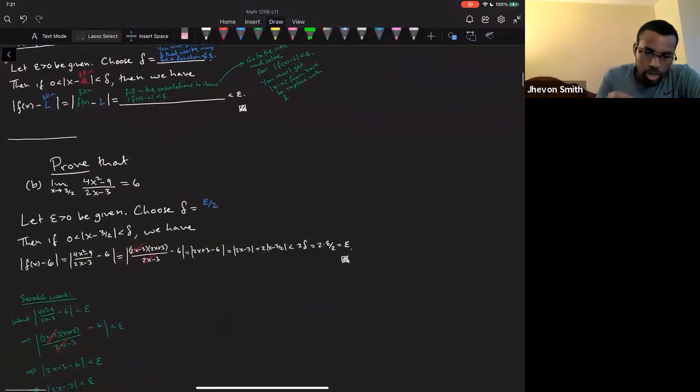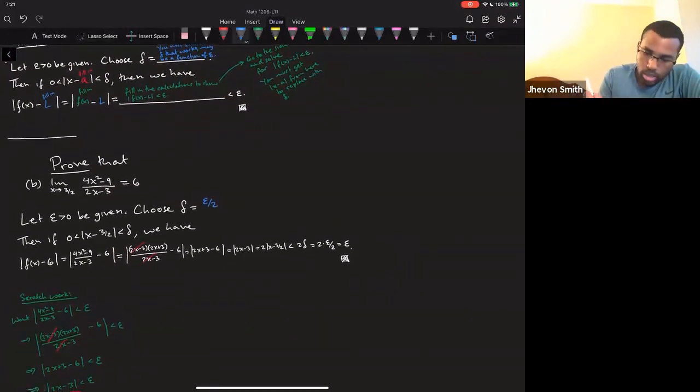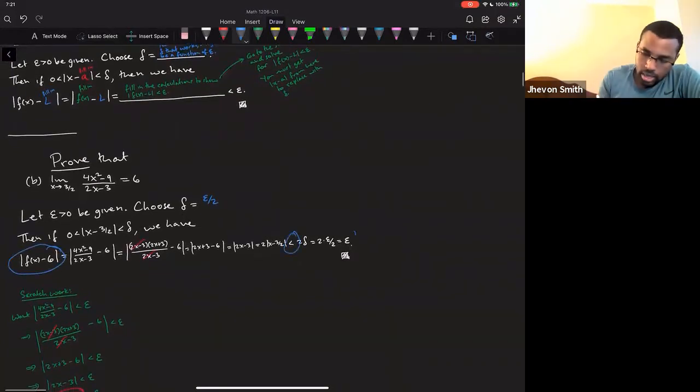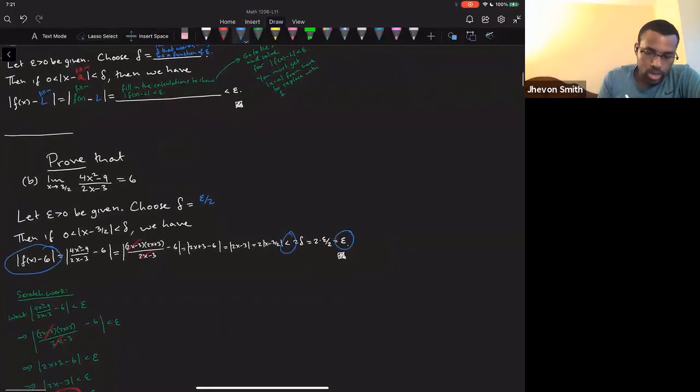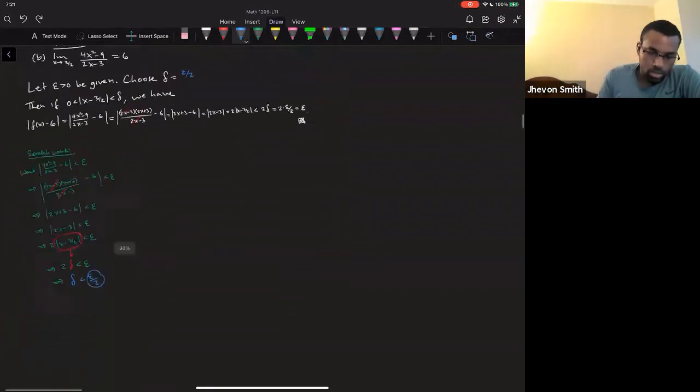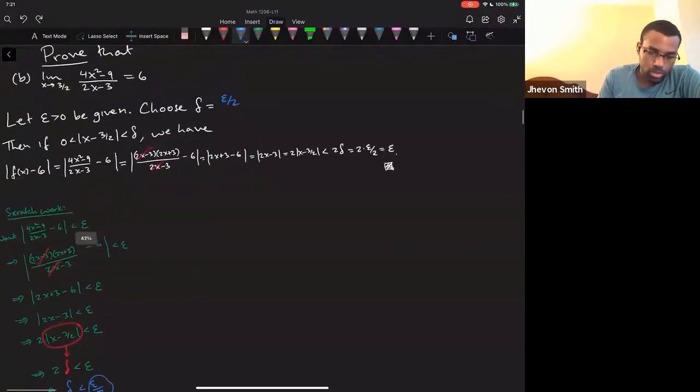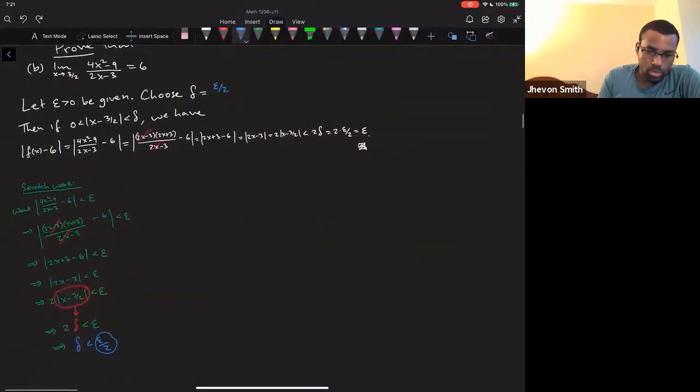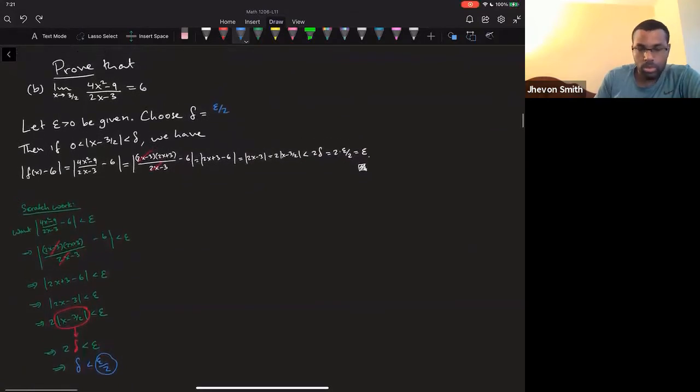Okay, so ultimately we showed that f of x minus L is less than epsilon once our x value is within this many units close. So that's that.